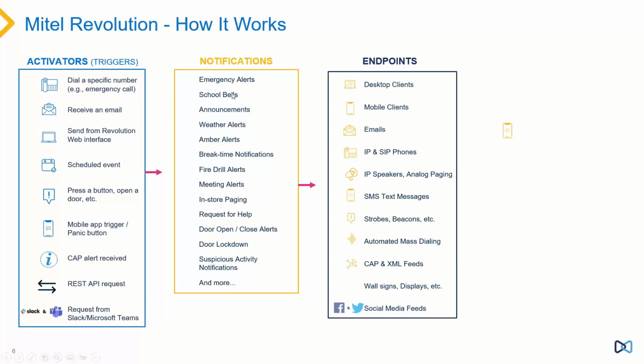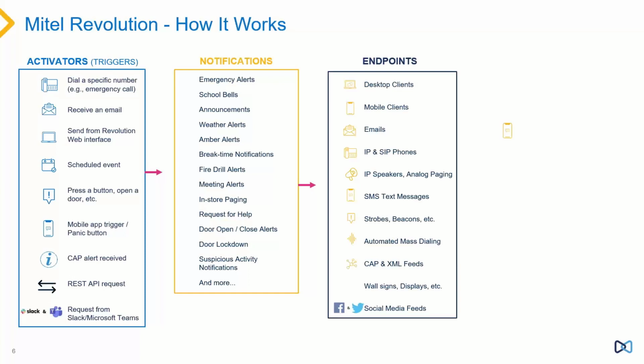So we talked about some of them, but this is kind of the full list. So we have obviously the desktop clients. This is an app that's installed on a PC or a Mac or an iPad. Of course, the mobile clients, if you want to have this set up on your Android or iPhone. We can send emails to one or multiple people. We can use IP and other SIP devices as endpoints. So with the Mitel PBX, we can integrate the system with the phones. We do have both audio and display integration, so we have the ability to display messages on the phone screen, which is somewhat unique.